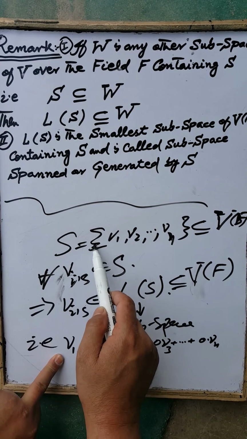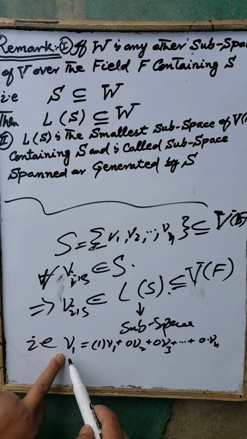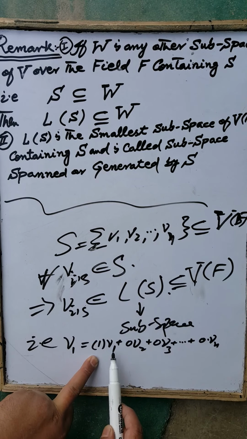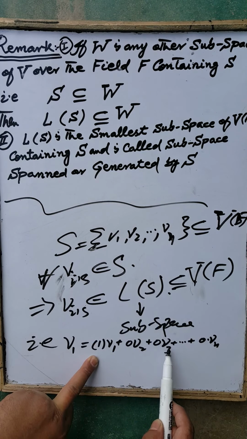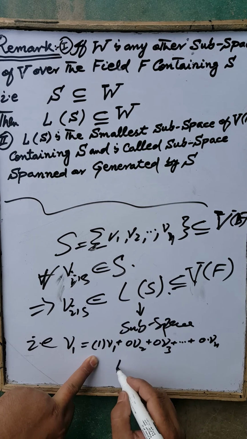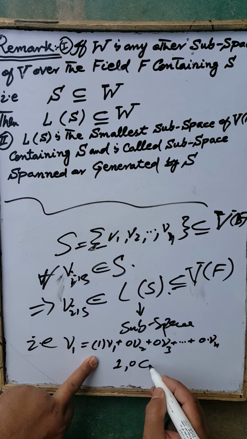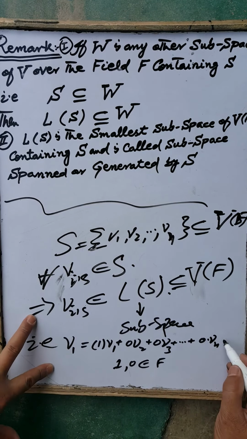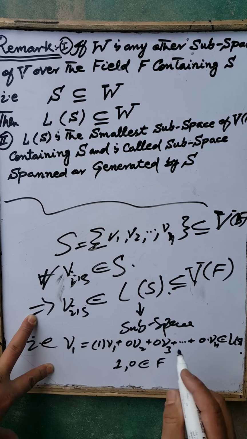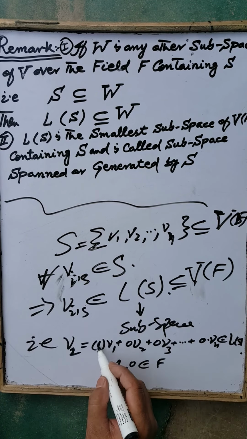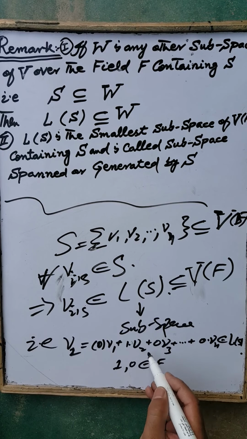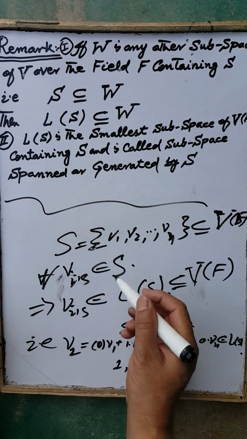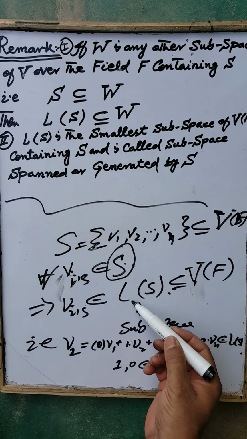For example, we select one of the elements, v1. v1 can be written as a linear combination of the elements of S, that is, 1 multiplied by v1 plus 0 multiplied by v2 plus 0 multiplied by v3, and so on up to 0 multiplied by vn, where 1 and 0 are elements of the field, which gives the element v1. This element is an element of the linear span of S, and so on for v2: 0 multiplied by v1 plus 1 multiplied by v2, and so on. The result is contained in the linear span of S. That is, each element of the set S is contained in the linear span of S.